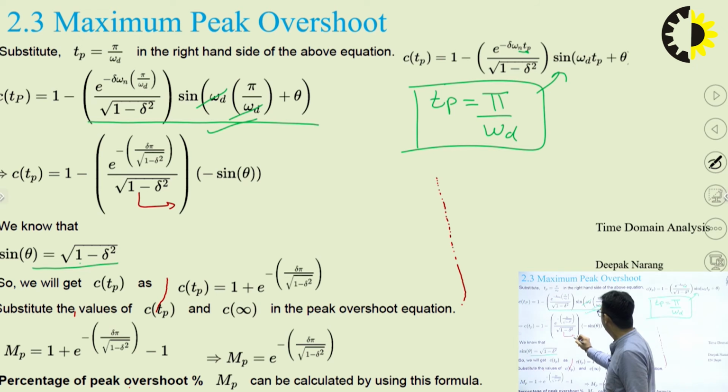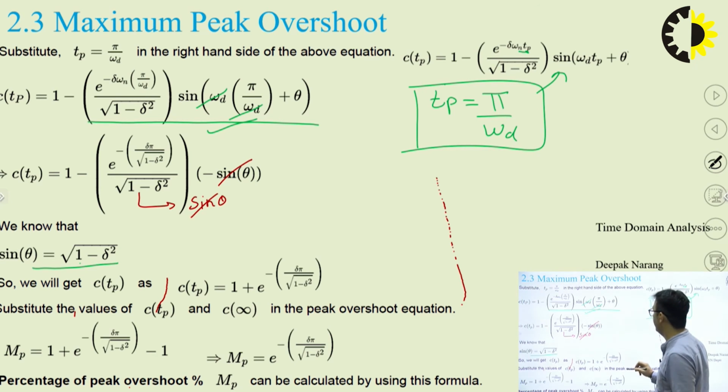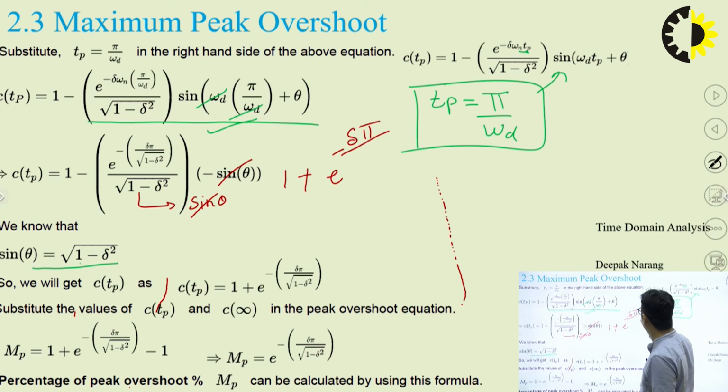As we know, this part is equal to sine theta. So sine theta gets cancelled out with sine theta, and we are left with 1 plus e raised to power minus delta pi upon square root of 1 minus delta square, and this is equal to our CTP.